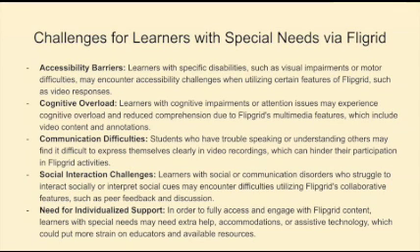So what are the challenges for learners with special needs via Flipgrid? There are accessibility barriers, cognitive overload, communication difficulties, social interaction challenges, and the need for individualized support. Basically, a lot of the learners with specific disabilities, such as visual impairments or motor difficulties, may encounter accessibility challenges when utilizing Flipgrid. They might have trouble speaking or understanding others. They might find that difficult. And in order to fully access and engage with Flipgrid's content, they may need extra help, accommodations, or assistive technology, which could put more strain on educators and available resources.